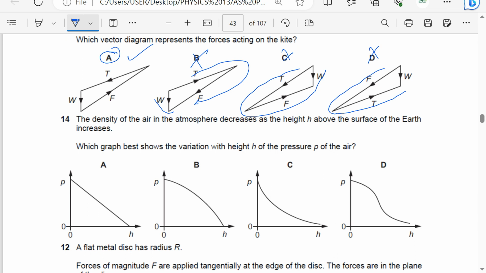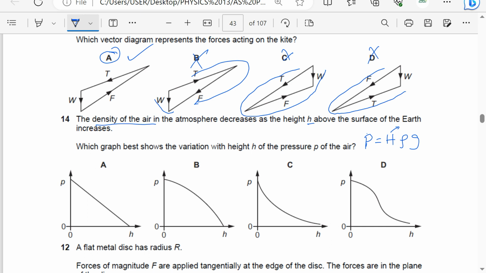The density of the air in the atmosphere decreases as the height above the surface of the Earth increases. Density decreases as the height increases. So they are inversely proportional. Which graph best shows the variation with the height h of the pressure P of the air? Okay, so we know that pressure due to a given height is going to be equal to that height, I will use capital H for that height, times density times g, where this height here is the height due to the air column.